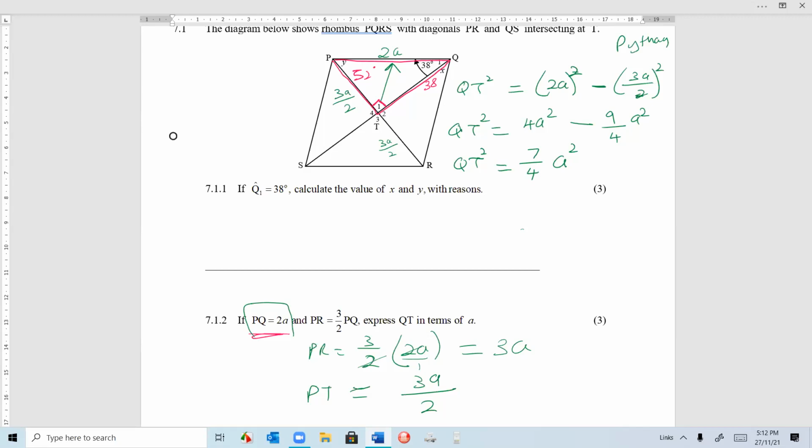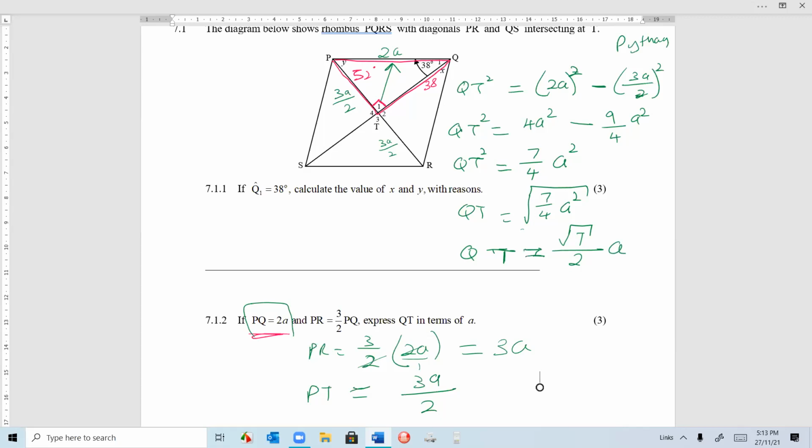Yes, sir. All right. Now, to find QT, we have to find the square root of 7 over 4a squared. We can't find the square root of 7, so we can leave it in its surd form. Sorry, my pen is losing some ink now. We can find the square root of 4 to be 2, and the square root of a squared is a. So that is our answer.